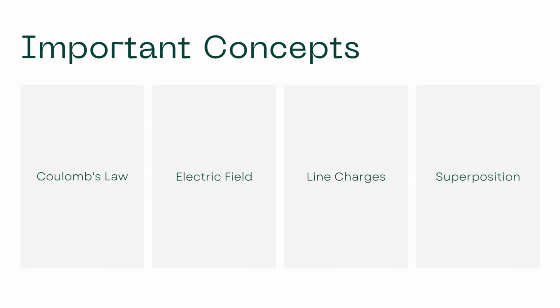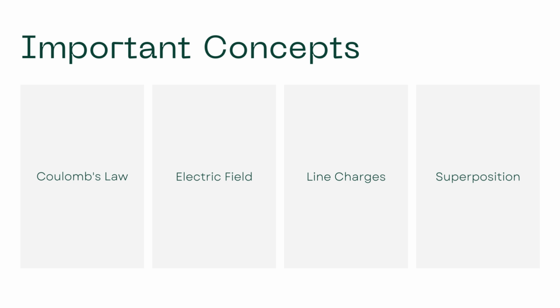So, important concepts. Coulomb's law illustrates the electric force between two charged particles that sit a certain distance away from each other and is described by newtons per coulomb. We'll also discuss the electric field. The electric field is the electric force per unit charge. Similar to Coulomb's law, the electric field is quantified by newtons per coulomb.